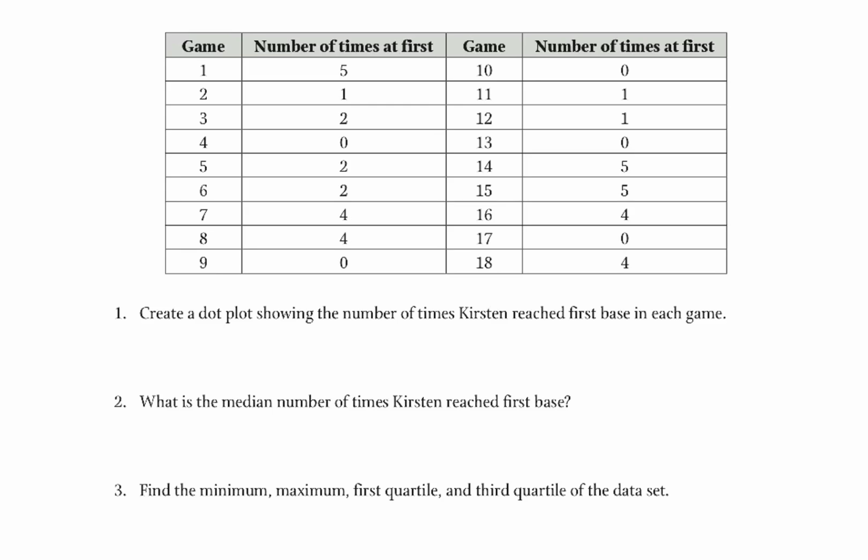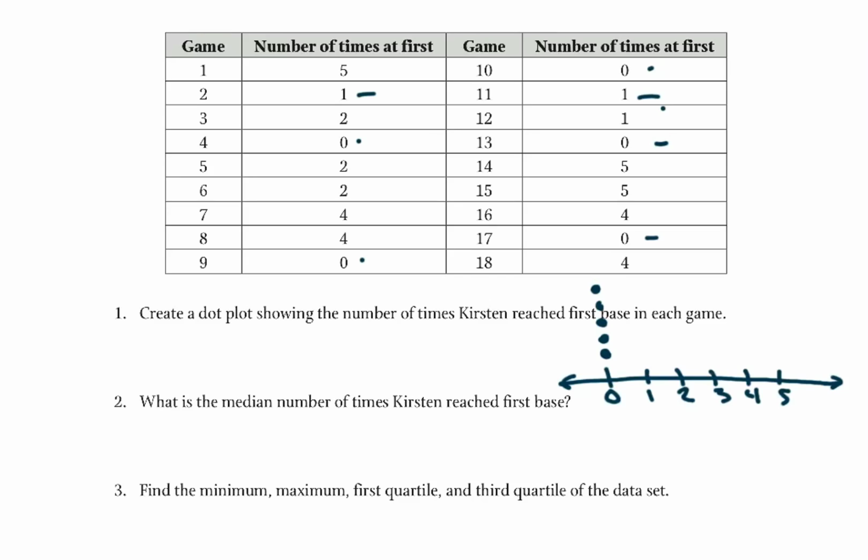First it wants us to create a dot plot showing the number of times Kirsten reached first base in each game. Okay, so first thing we do is we create a number line. Looks like the maximum was 5, minimum was 0, so 0, 1, 2, 3, 4, and 5.